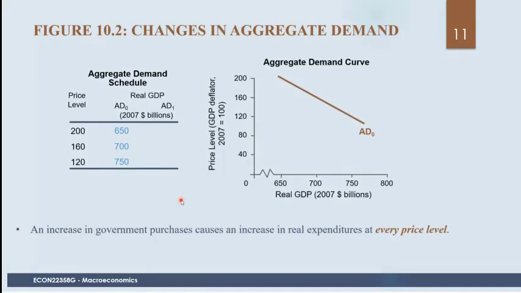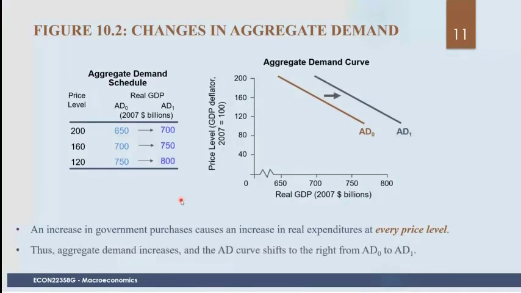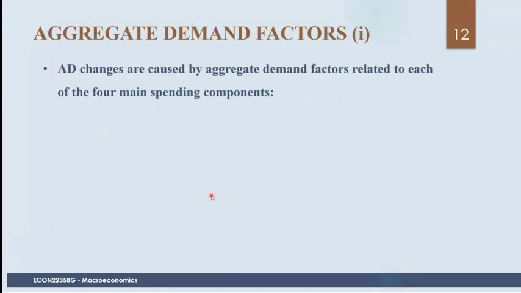Suppose there's an increase in government purchases, and that causes an increase in real expenditures at every price level. So if we have an increase in government expenditures, we say the aggregate demand curve shifts to the right. We have more spending, so the real GDP level, which measures the expenditures at each price level, is going to be higher. At this price level, we're over to the right by this horizontal distance. Aggregate demand changes are caused by aggregate demand factors related to each of the four main spending components.